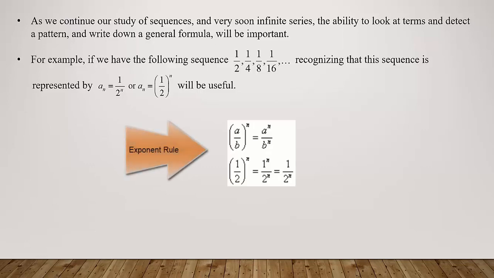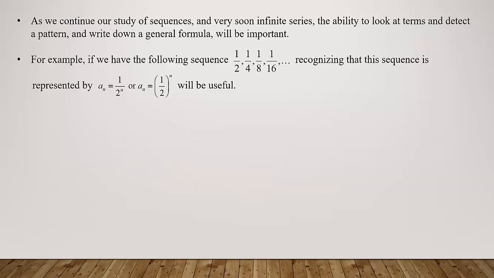I'm using a property of exponents there, so it doesn't matter. You can rewrite it. You can write it as 1 over 2 to the n, or as the quantity 1/2 to the n. So the ability to recognize this is going to be pretty important. So let's try an example.